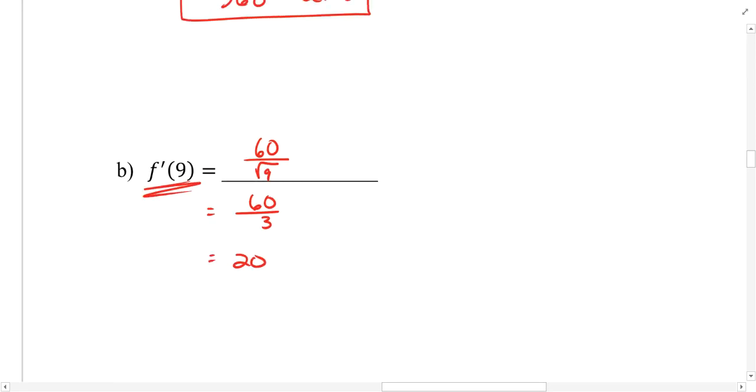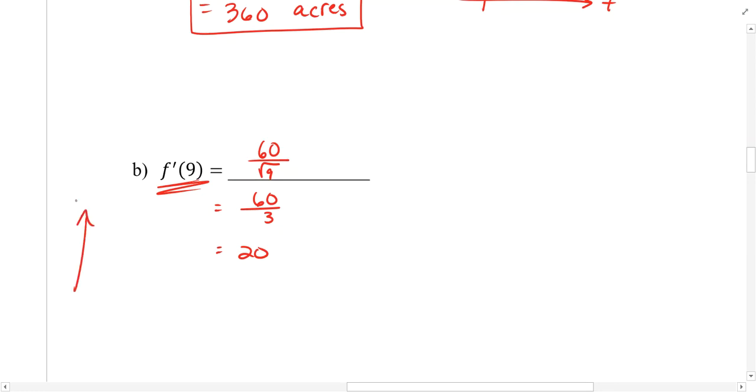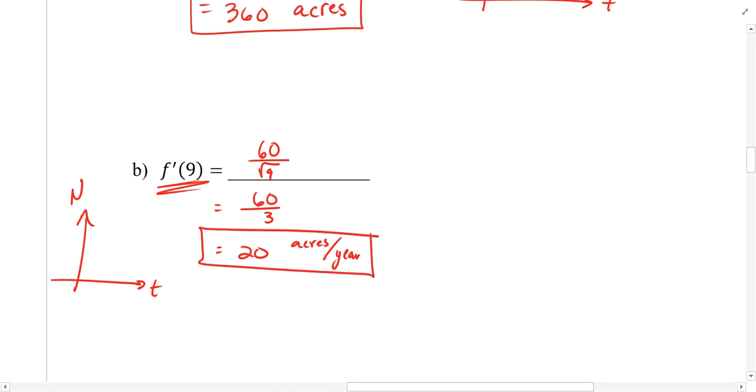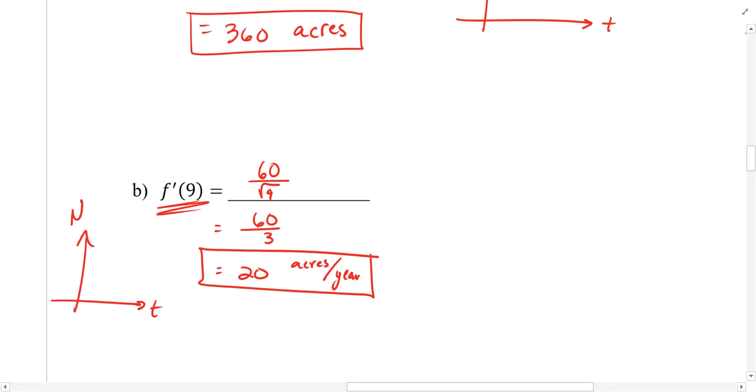Now that we're talking about a derivative, however, our unit has to be a rate. And again, back to this idea where we had the number of acres per year. So we had number of acres along our vertical axis and time in years. We know that the rate at which the amount of harvested acres is increasing is 20 acres per year. So again, 9 years after farming began, there are 360 acres that are being farmed this year, and that was an increase of 20 acres per year over last year.